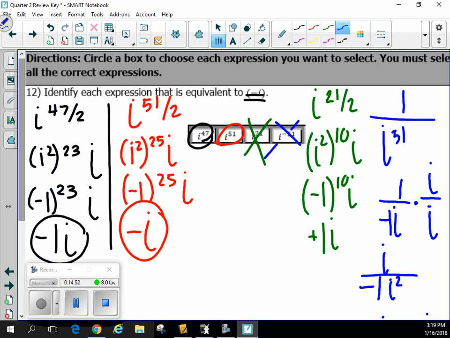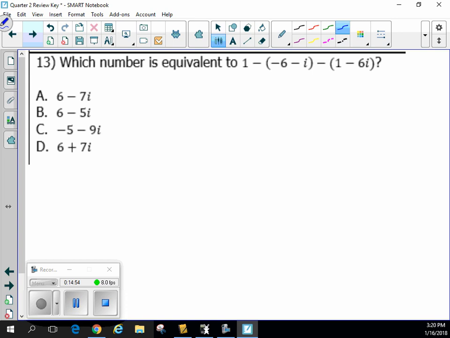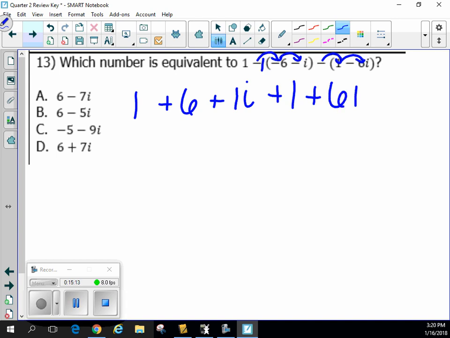Number 13, remember, when you have subtraction, you need to distribute the negative sign to the parentheses. So we have 1 plus 6, 1i. Really what it does is it changes all your signs. So we just want to group together like terms. 1 plus 6 and plus 1 go together.